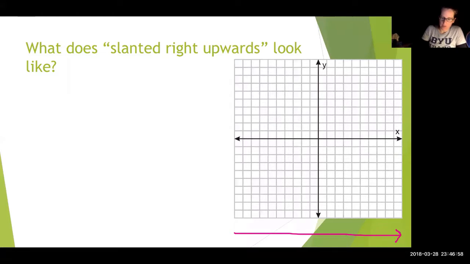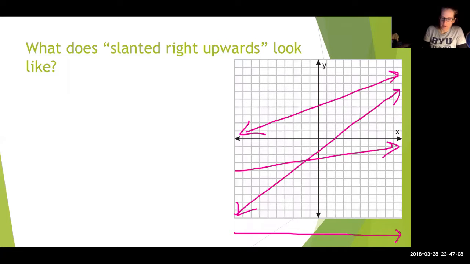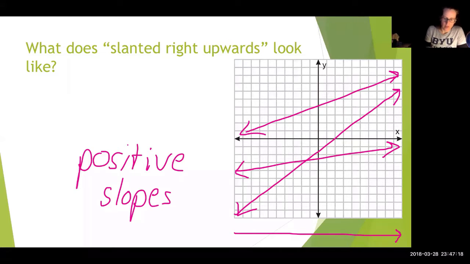When it's slanted right upward, so you're looking from left to right here, it's going to look something like this, or like this, or like this. Those are all slanted right upward when you go from left to right, going up. And these all have positive slopes. Now remember the abbreviation for slope is m, so the m is going to be some positive number. It could be 3 or 7 or 1/5, but it just needs to be positive. So it'll have a positive slope.